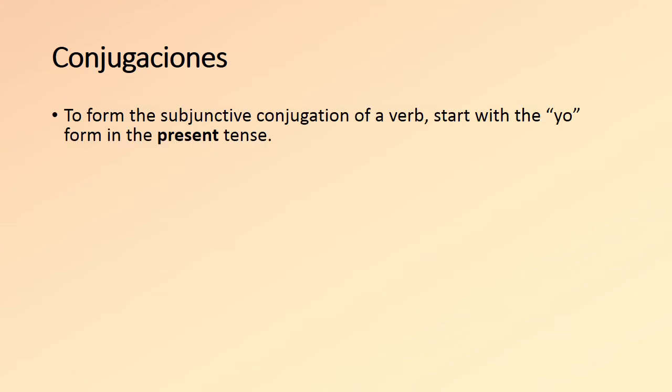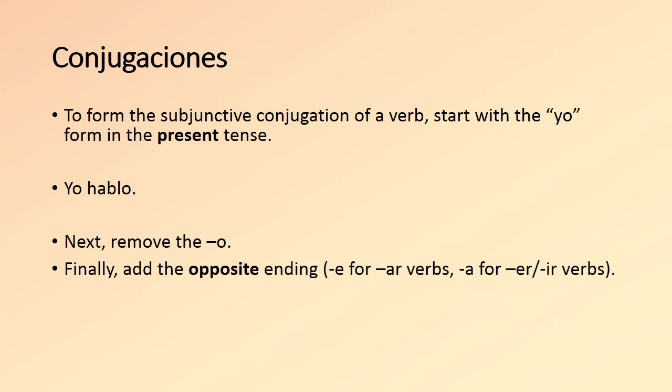Forming the subjunctive conjugation takes a couple steps. You start with the yo form of whatever verb you want to conjugate in the present tense. Let's start with an easy verb like hablar. So the present tense yo form is hablo. From there, we take out the o. Then we add the opposite ending, which would be an e for AR verbs and an a for ER and IR verbs. So the subjunctive form of hablar in the yo form is yo hable.